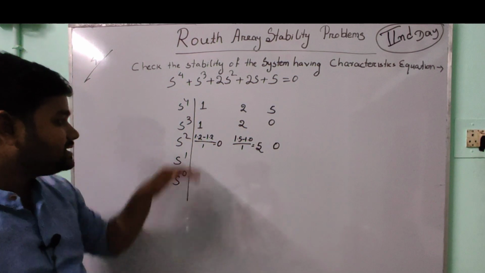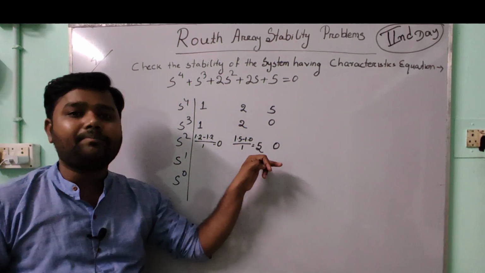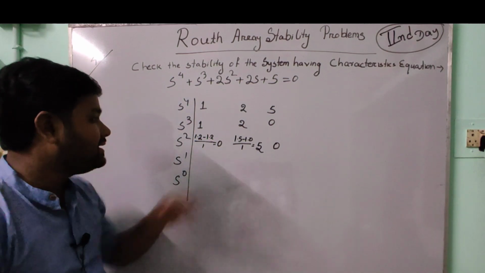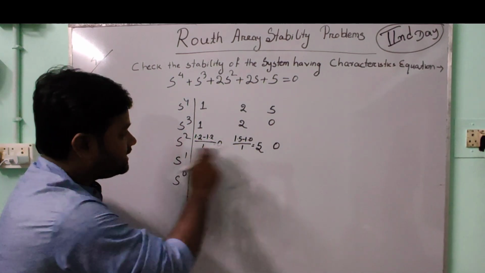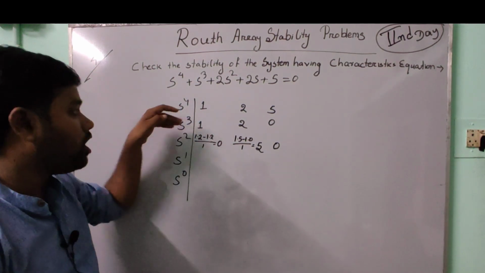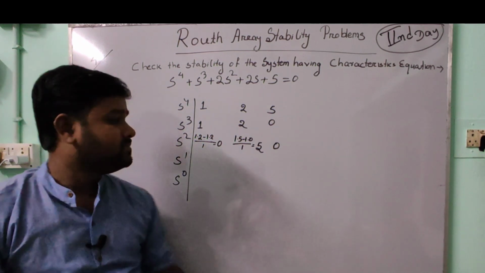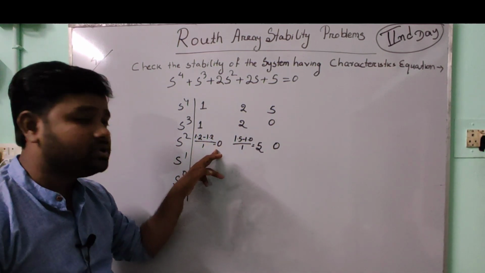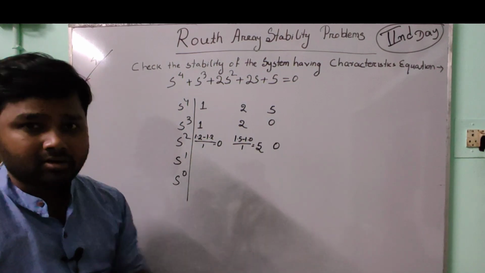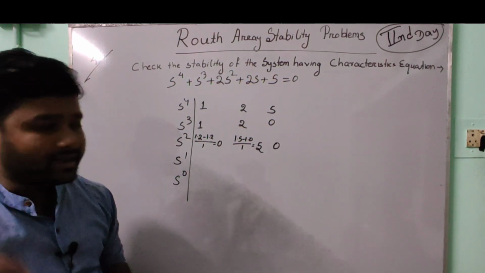Now in this row, the first point is 0, but the second point is not 0. So we have to do another thing. Earlier, when all the points in a row were 0, we took the upper line equation and its derivative with respect to s. Since only the first value is 0 and the rest are non-zero, we have to follow another rule: in place of s we have to put 1 by z.